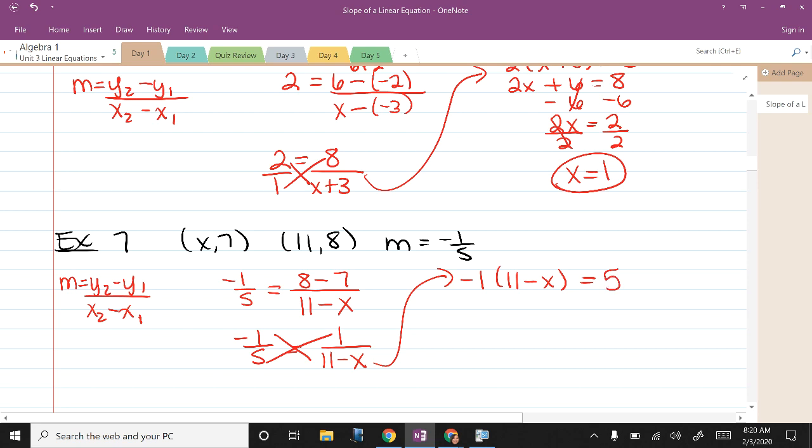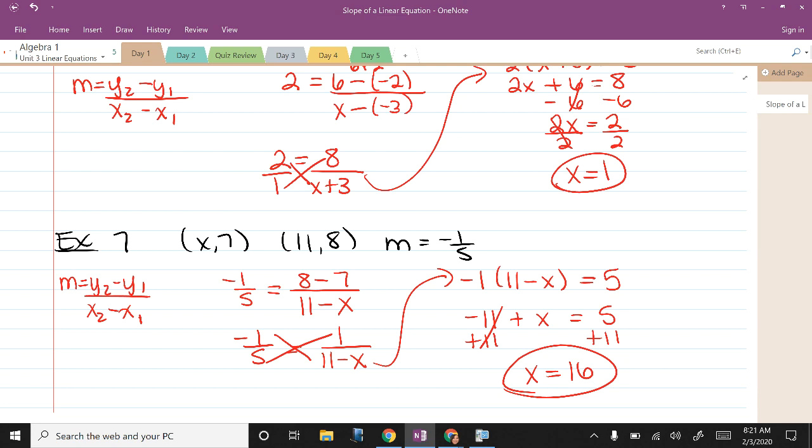Good. Then I multiply everything by -1 in parentheses, right? What's -1 times 11? -11. What's -1 times -x? Positive x equals 5. Now, how do I solve for x? Add 11. X equals what? 16. So 16 is the x value that we plug in there to give those points a slope of -1/5.